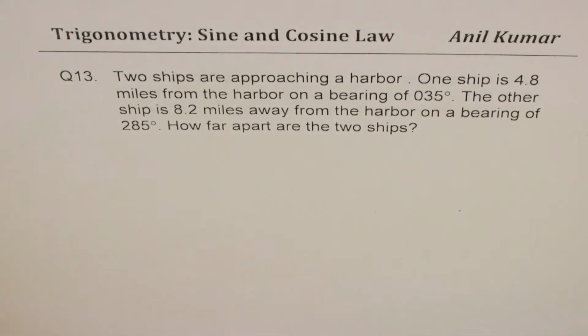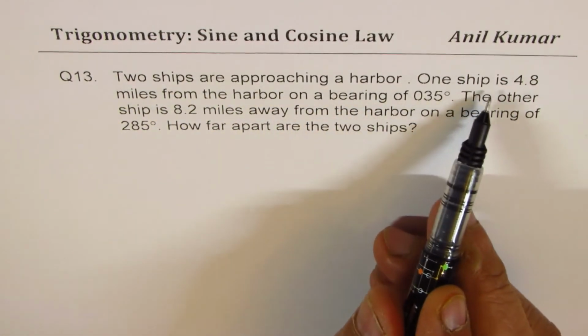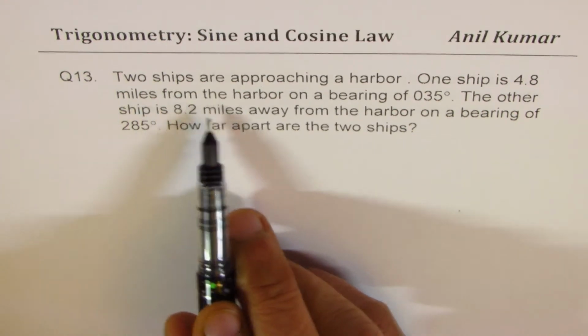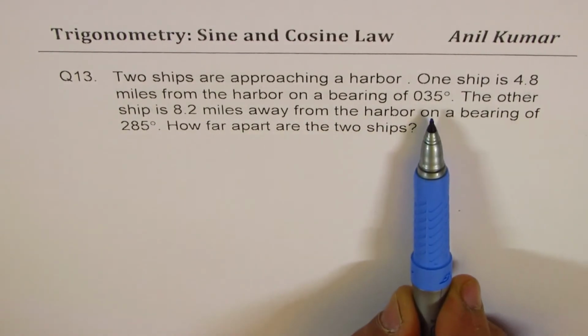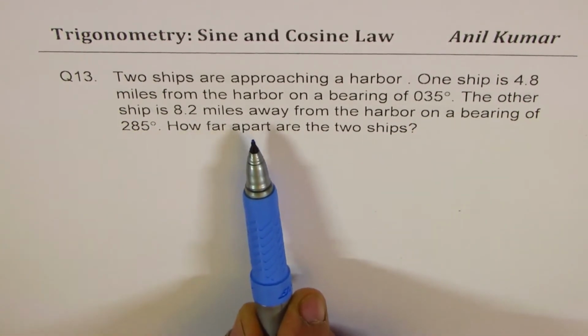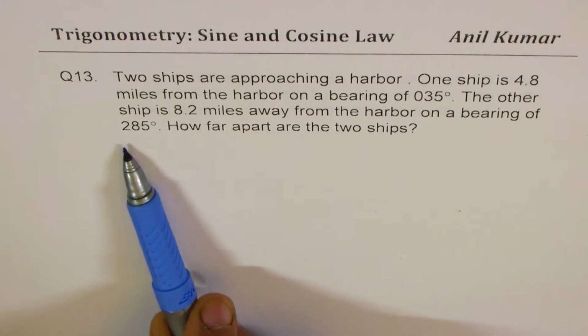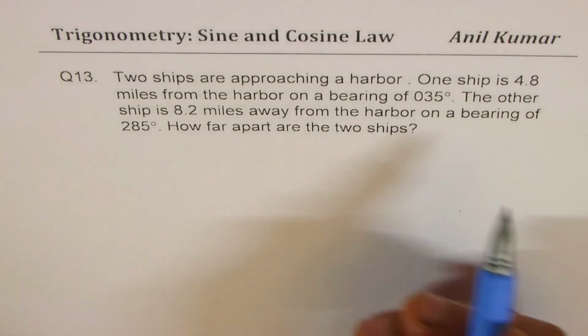Now let's move on to question number 13. Two ships are approaching a harbor. One ship is 4.8 miles from the harbor on a bearing of 35 degrees. The other ship is 8.2 miles away from the harbor on a bearing of 285 degrees. How far apart are the two ships?